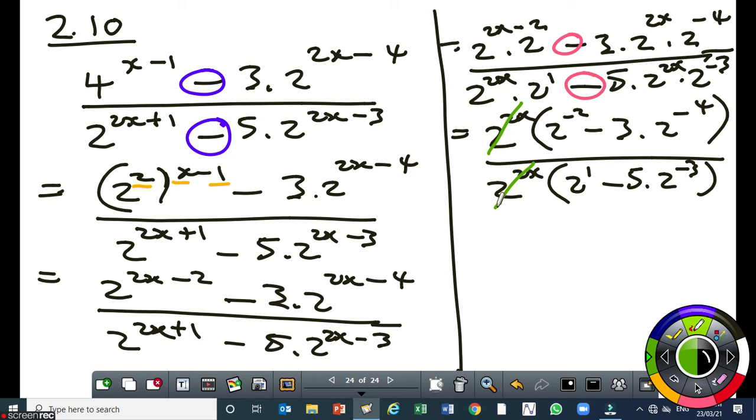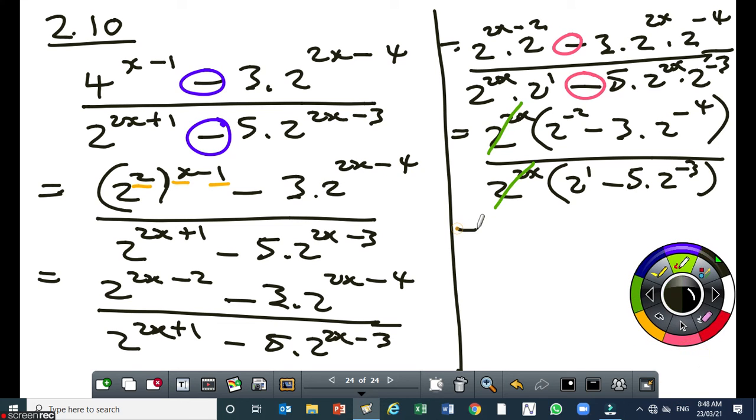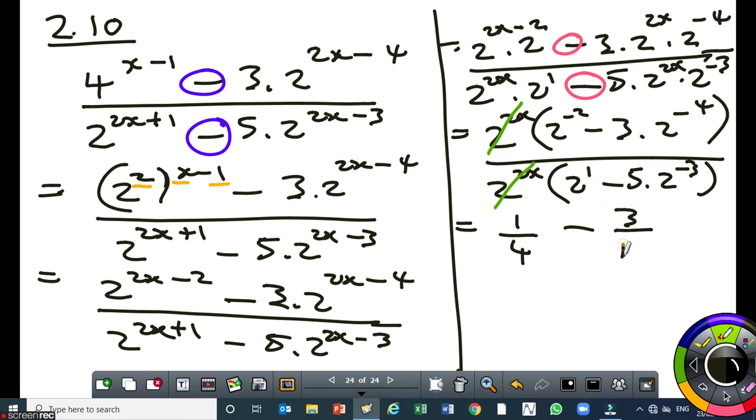Then, let's simplify what's inside the bracket. 2 to the power of minus 2, by now you know that is the same as 1 over 2 squared, which is 1 over 4. You should know that by now. 2 to the power of minus 4 is 1 over 2 to the power of 4, which is 1 over 16. So this becomes 3 over 16, all over. 2 minus 2 to the power of minus 3, which is the same as 1 over 2 cubed, which is 1 over 8. So I will end up having 5 over 8 there.